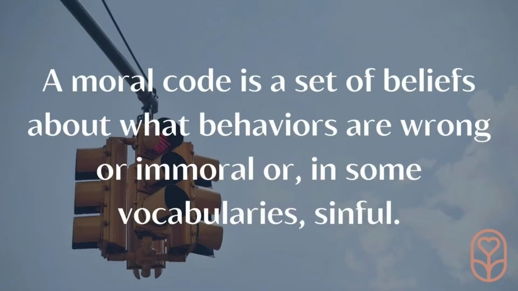Although values and moral codes are very similar, they can be differentiated. A moral code is a set of beliefs about what behaviors are wrong or immoral, or in some vocabularies, sinful. Values, in contrast, are what is viewed as important and valuable in your life. Although there may be an overlap between behaviors that are important to avoid and behaviors that violate your moral code, they are not identical ideas.